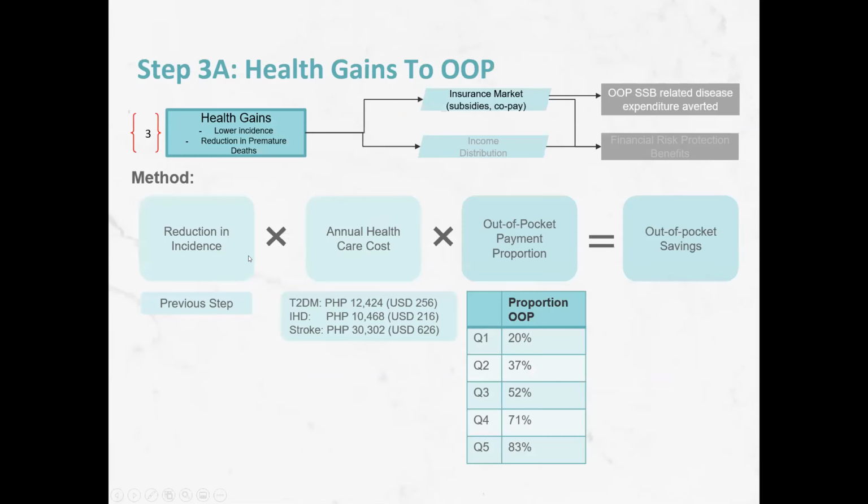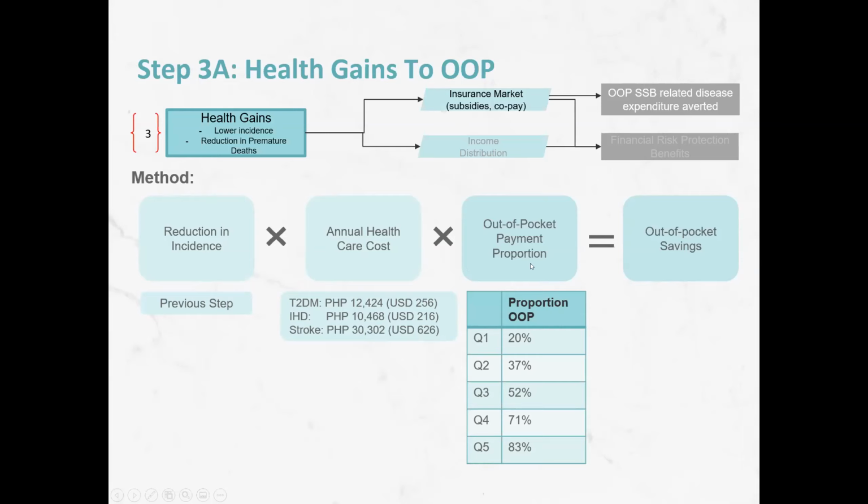Lastly, we took the reduction in incidence multiplied by the annual healthcare costs. So we took the annual healthcare costs in hospitals for type 2 diabetes. It's about $256 to get your diabetes treated. For IHD, it's about $216 USD, and for stroke, it's about $600 USD. These are annual healthcare costs in the hospitals.